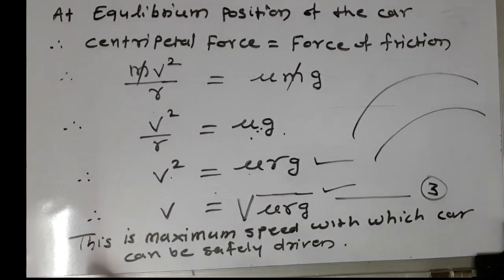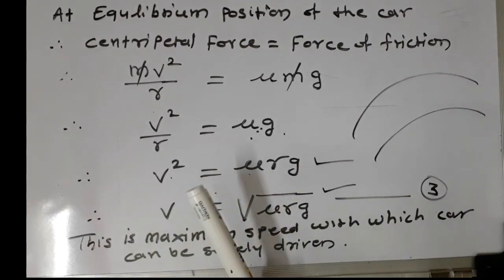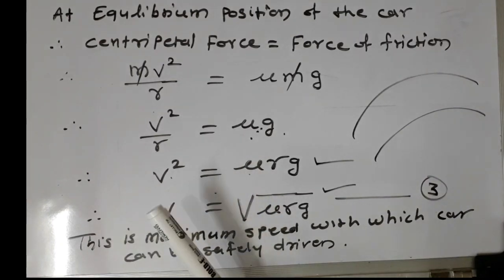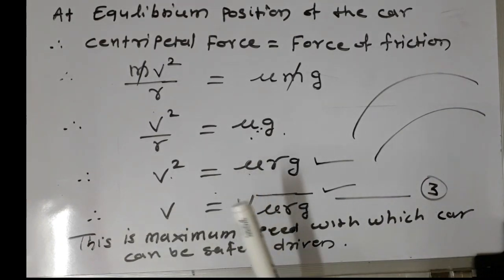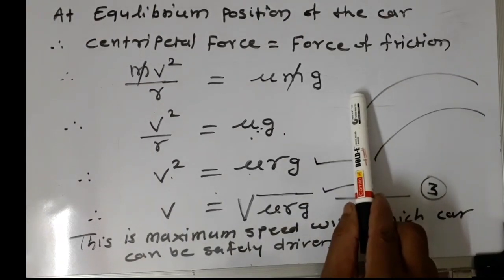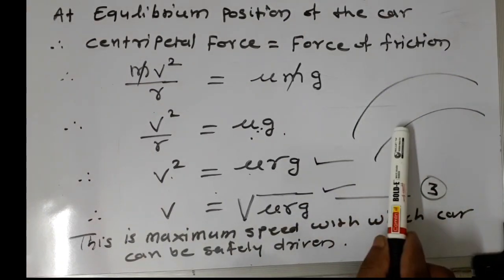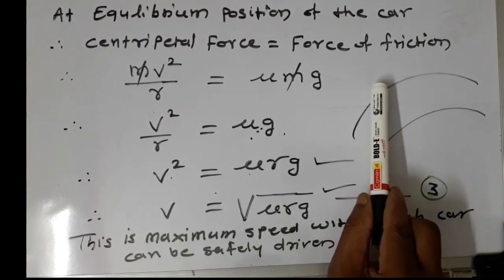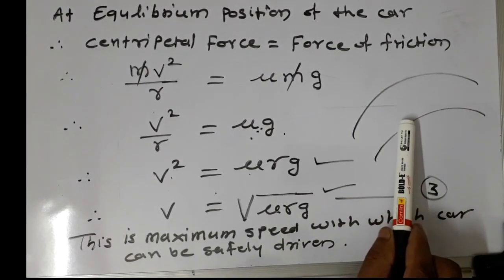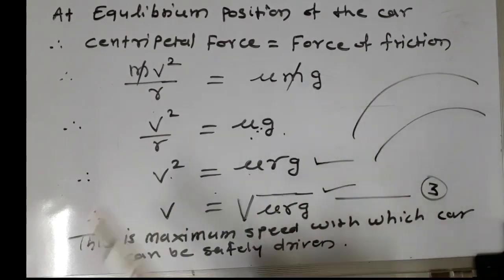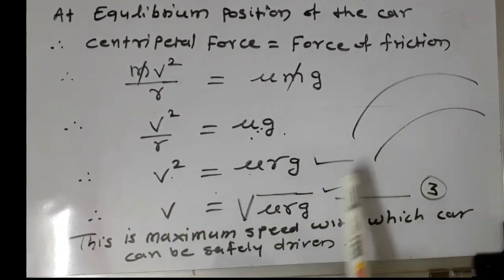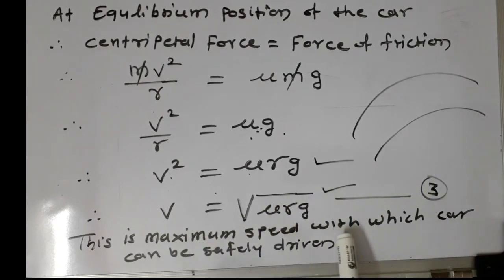To protect against this, one way is to make the road surface rougher. But this is not a better way, because the tires of the vehicle would wear and tear and get damaged. So the best way is that the road should be banked. What is meant by the banking of road? The road should be banked, that means the outer edge of the road rises higher than the inner edge. This is nothing but the banking of road, and this is the better way to keep these vehicles safe at maximum speed.